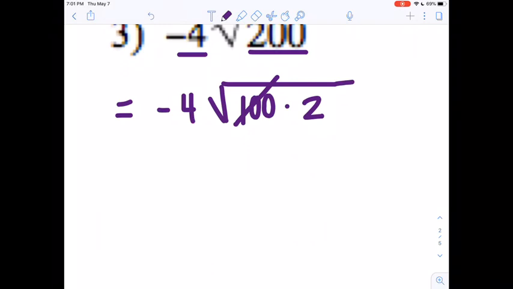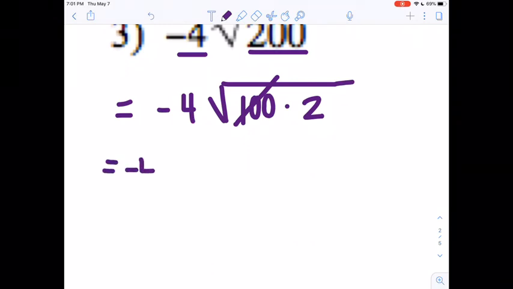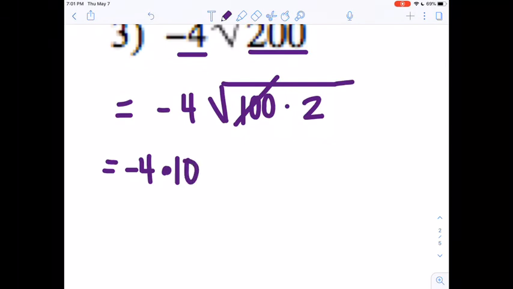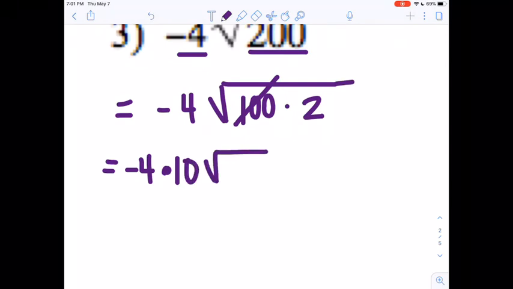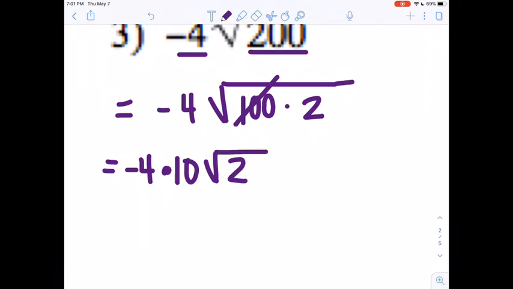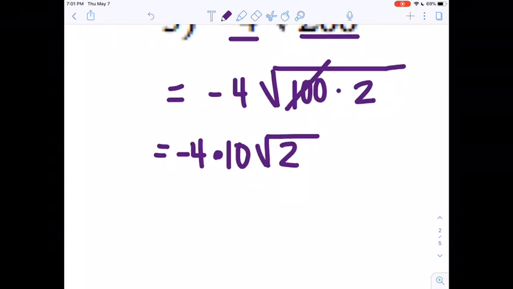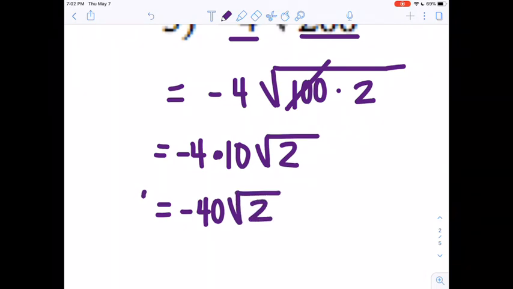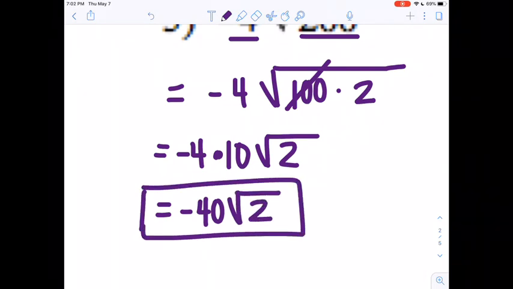And I'm going to bring that 10 out, and that 10 has to multiply by that negative 4 that's already out. What's left is just the 2. A lot of people try to leave a 10 inside of the square root, which is not the case. I'm taking the square root of 100. There's nothing left inside of that 10 or that 100. It's just the 2. Then multiply the 10 by the negative 4, and I get negative 40 square root 2. And that is your final answer.